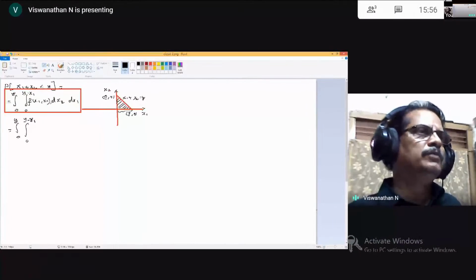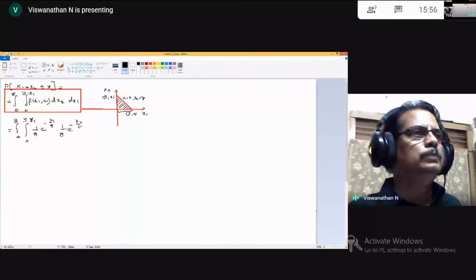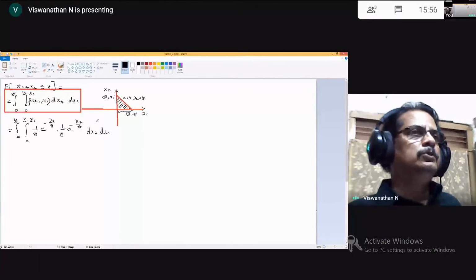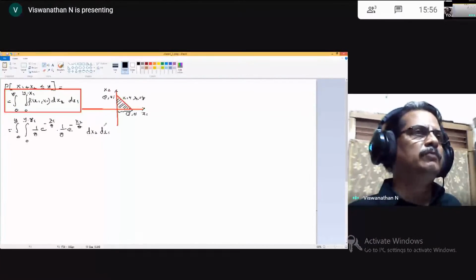So what about f of x1, x2 being random samples? They are independent. So joint density can be broken into marginal density. So f of x1 into f of x2. So it will become theta e power minus x1 by theta, again theta e power minus x2 by theta dx2 dx1. Order of integration is important because it is not a rectangle. First we have to integrate with respect to x2 and then with respect to x1. So first x2, outer integral is x1.